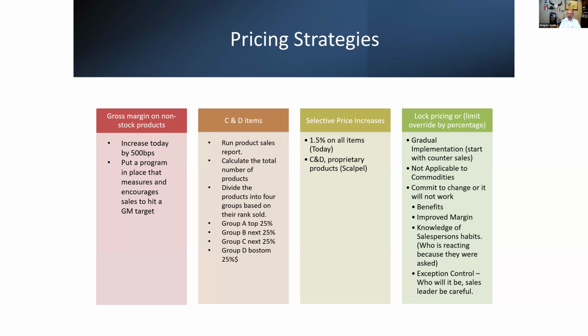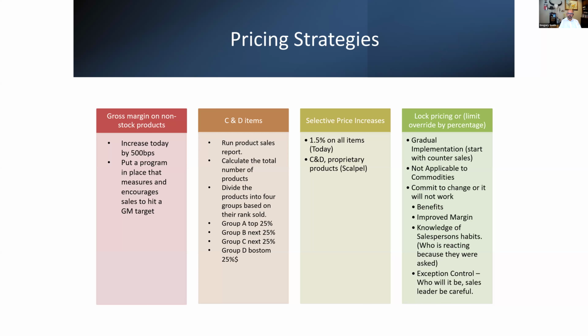And most of the time it's maybe 500 basis points higher than the average gross margin of the distributor on a through stock. So C and D items, right? Make sure that you price C and D items higher. These are products that you don't sell that often, that it costs you more to carry. Make sure you're getting the extra margin.